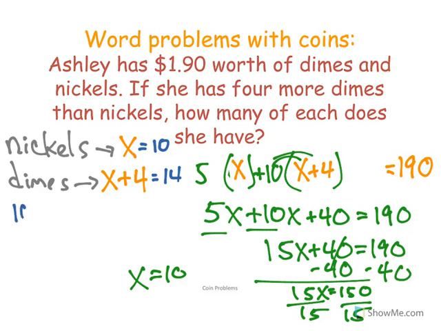So let's answer the question, right? Ashley has 10 nickels, and she's got 14 dimes. So let's check it really quickly, right? 14 dimes is $1.40, 10 nickels is 50 cents. Add them up and we get $1.90, which is exactly what we expected.